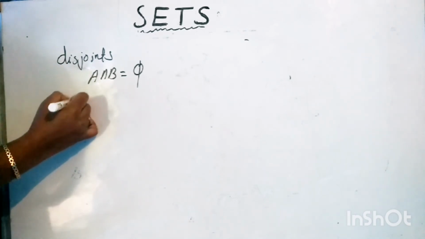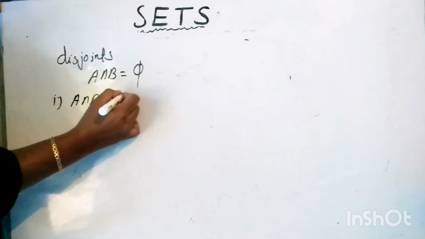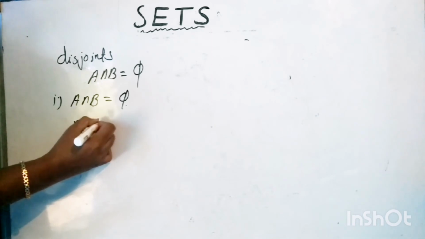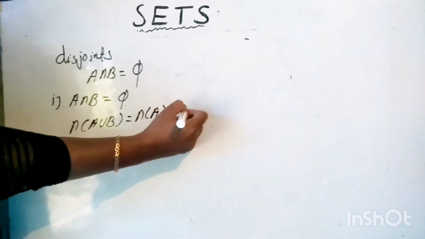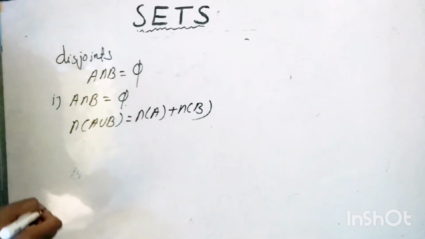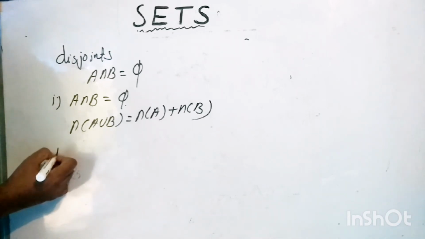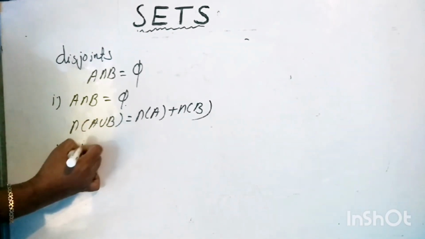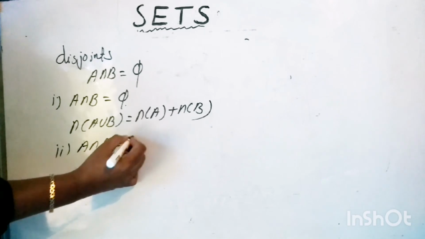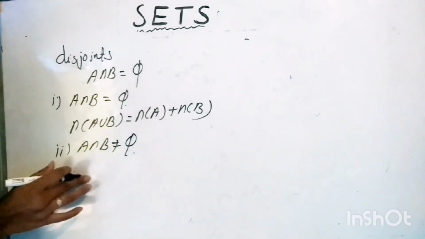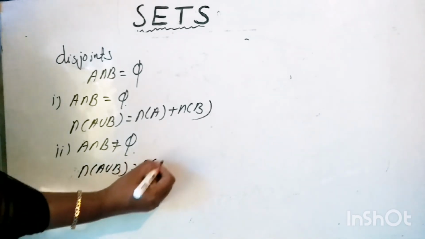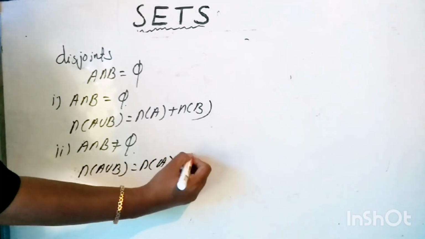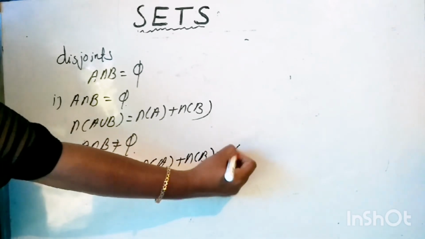So the first one is, if A intersection B is equal to the empty set, then N of A union B is equal to N of A plus N of B. Number of elements in A union B is equal to number of elements in A plus number of elements in B. And the second one is, if A intersection B is not equal to the empty set, then N of A union B is equal to N of A plus N of B minus N of A intersection B.